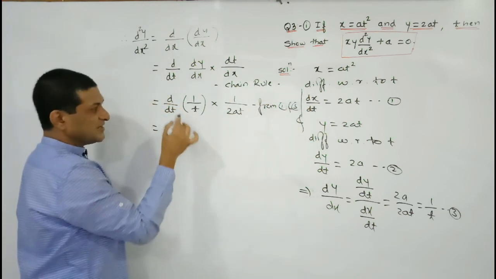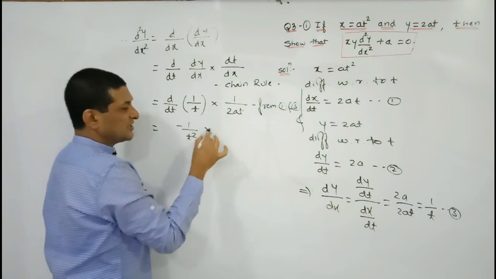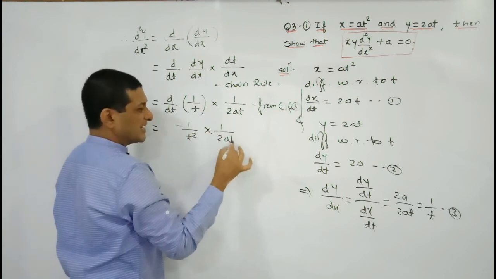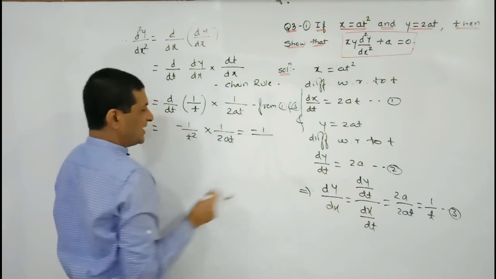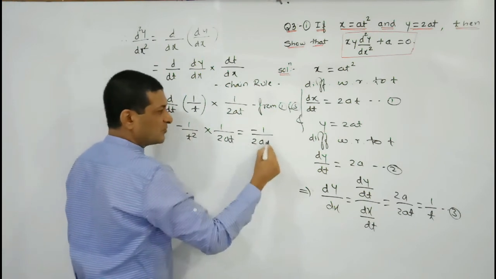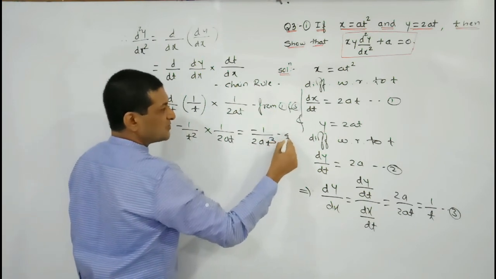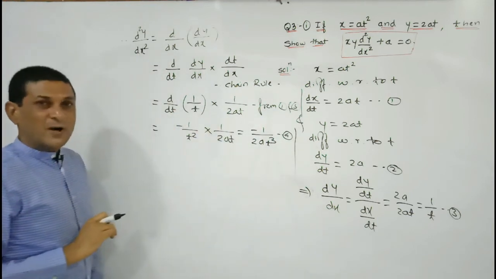So now the derivative of 1 by t is minus 1 upon t square, and here 1 upon 2at, keep it as it is. So which is equal to minus 1 into 1 will be minus 1, and in the denominator 2a written as it is, and t into t square will be equal to t cube. Let us denote this value by equation number 4, which is nothing but the value of d2y upon dx square.